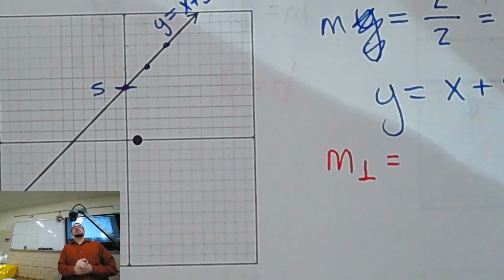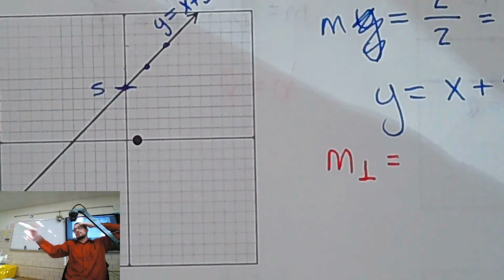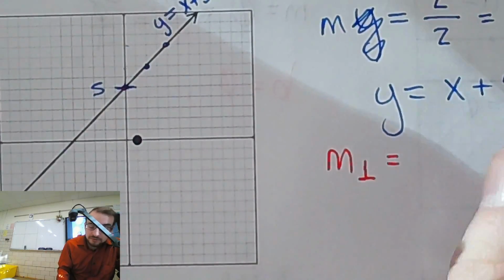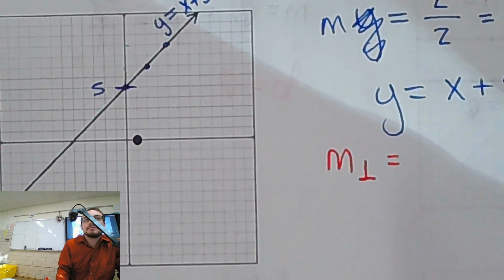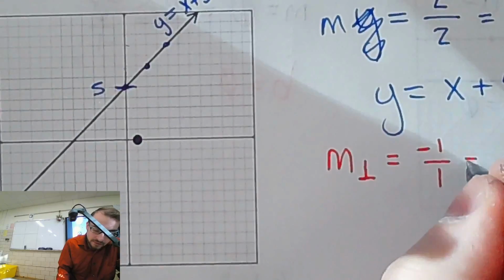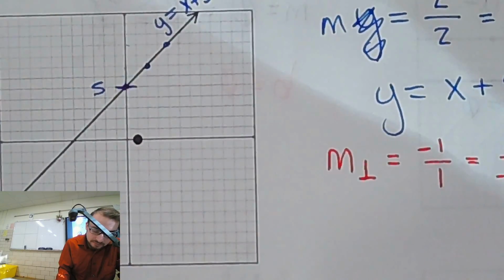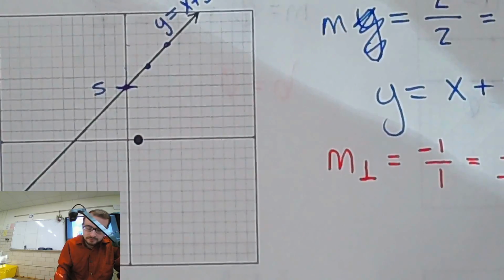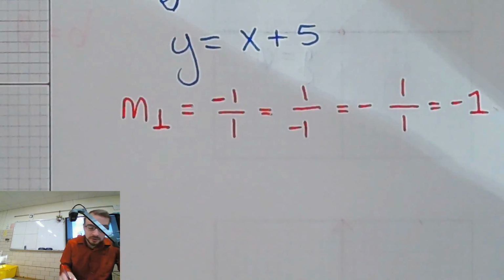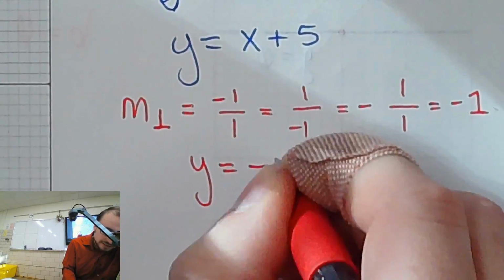How do we find perpendicular slope? What do we do? It's not going to be the same because that'd be parallel. What do we do? We flip it and negate it. So if I flip 1 over 1, what do I get? 1 over 1, right? But then I negate it and I get this. However you want to write it. Any of those slopes are acceptable. So we know our red line is going to have a slope of negative x.